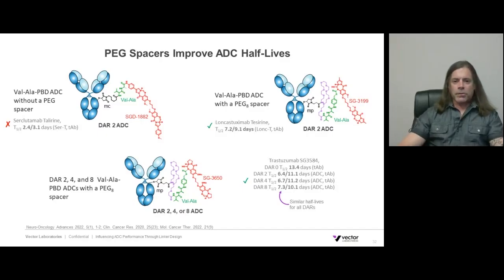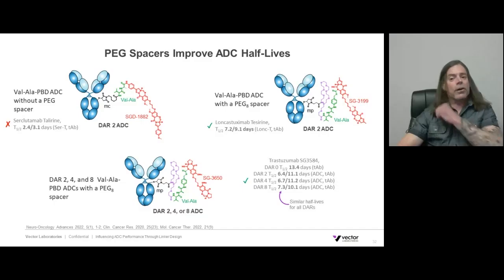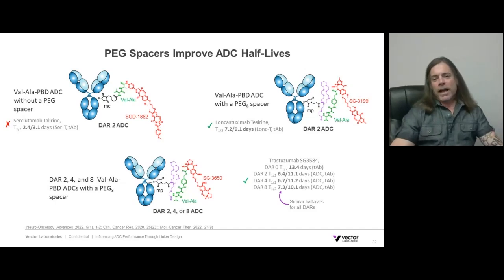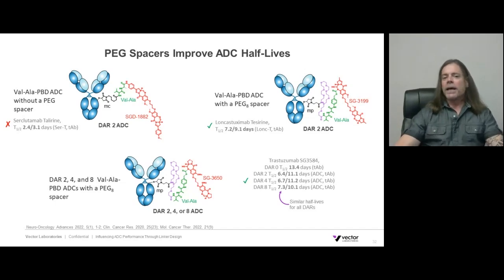Here I've got some examples with some PEG-8 spacers and PBD payloads showing how you can try to mitigate that effect. The examples on the top are DAR2 ADCs. The one on the left is a Val-Ala PBD ADC without a PEG spacer. And that DAR2 ADC has a half-life of 2.4 days. The example on the right is a Val-Ala PBD ADC, and now a PEG-8 spacer has been incorporated into that design. And that DAR2 ADC has a half-life of 7.2 days.